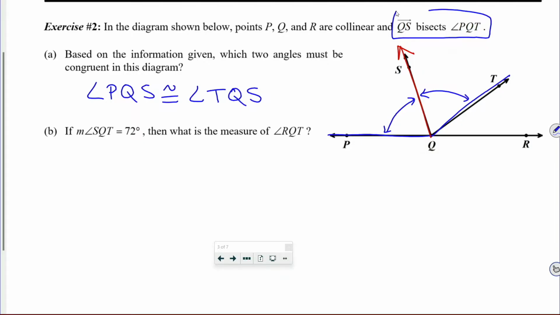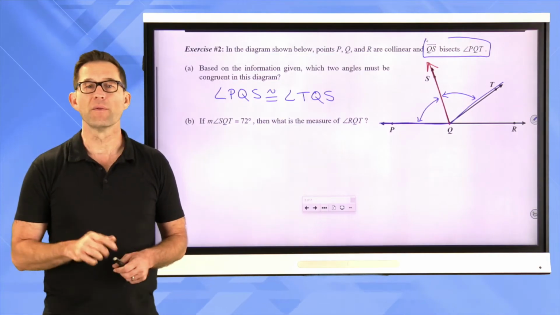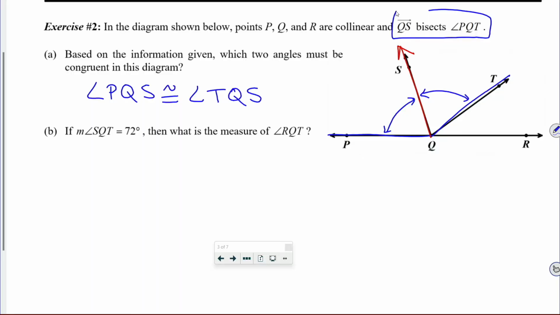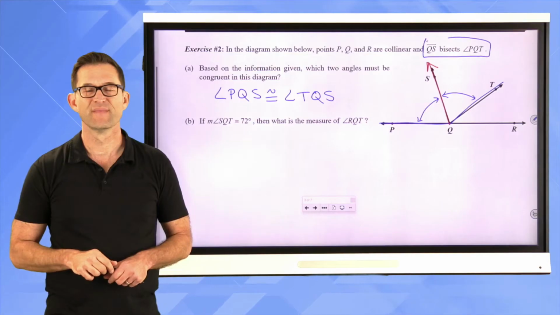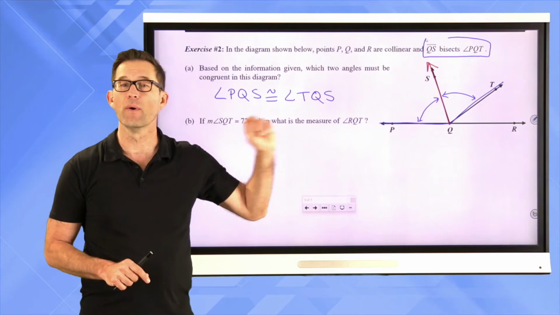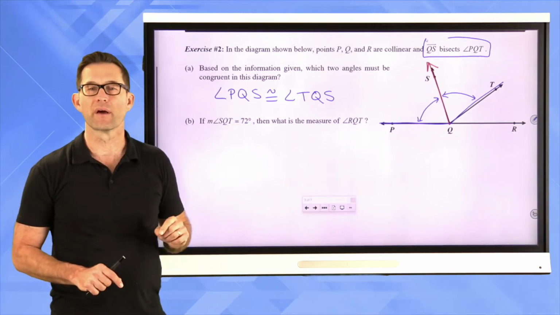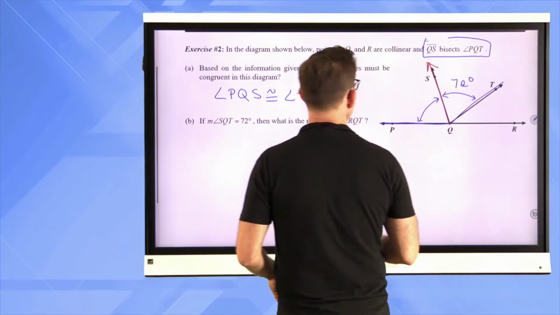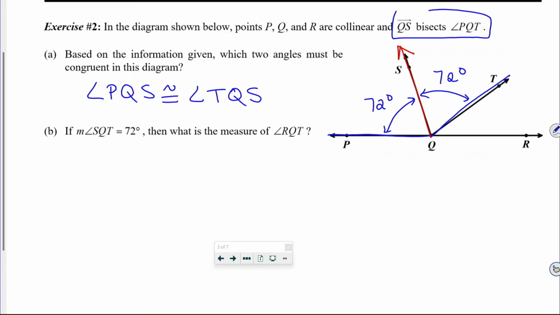All right. Now, letter B. If the measure of angle SQT is 72 degrees, then what is the measure of angle RQT? All right. Play around with this a little bit. Pause the video now and see what you can do. All right. Well, up here, I called it angle TQS, but angle SQT and TQS are the same angle. So let's do some labeling on our diagram. Angle SQT is 72 degrees. Well, we know that angle PQS is also 72 degrees, and then this angle is the one that we're looking for. So, how do we find it?